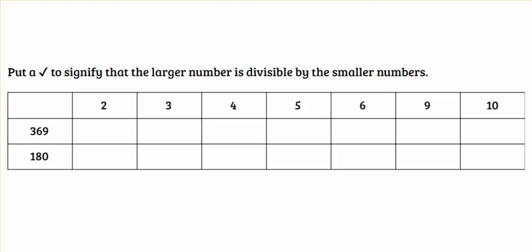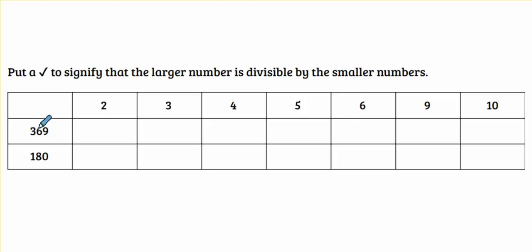Okay, let's check out our divisibility rules. So we start off with the number 369. Well, it is not divisible by 2 because it has to be even. Let's look at 3. Well, the rule for 3 is if you add up the digits, it's a multiple of 3.